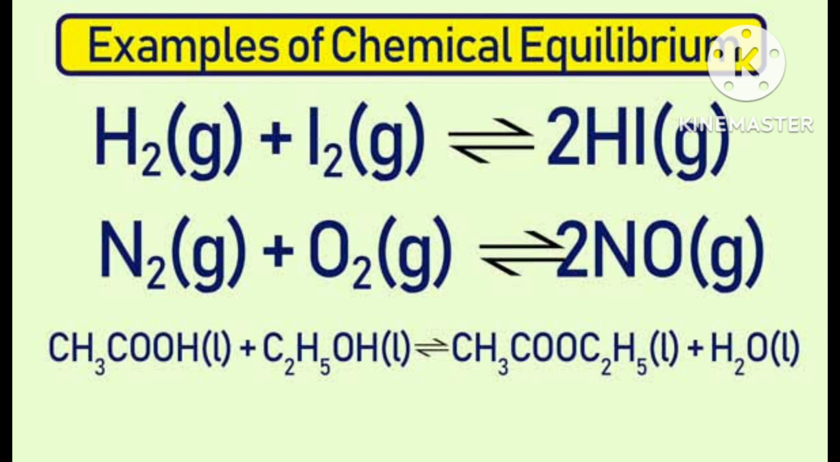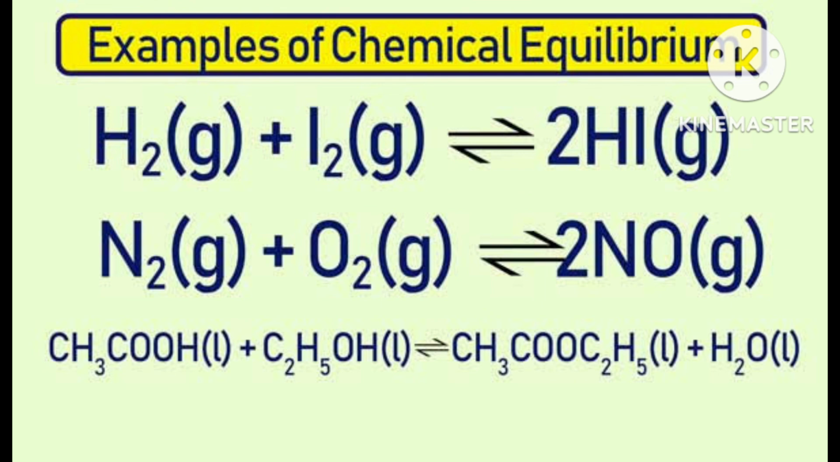Suppose in this example, for the reaction you have written H2 plus I2 is equal to 2HI. 1 mole H2 and 1 mole I2 give 2 moles of HI. If you want only 1 mole HI, then half a mole of each is required: half mole H2 and half mole I2. Now for this you can write the expression the same way: molar concentration of HI divided by molar concentration of H2 power half, into molar concentration of iodine power half. This is the way to write the expression.